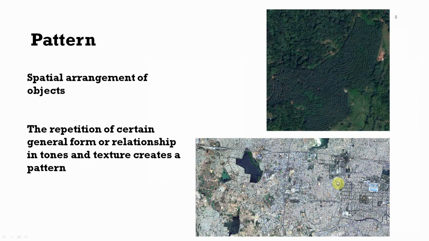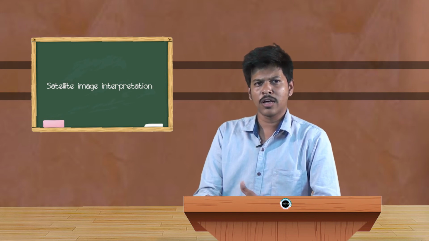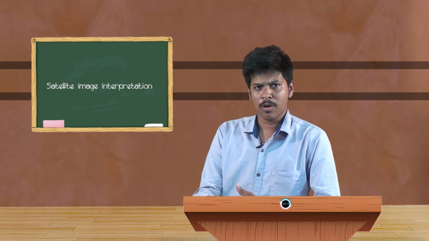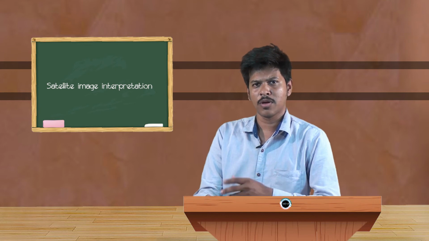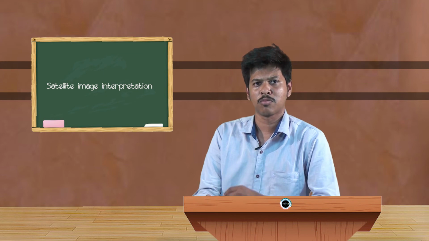The next one is pattern. The pattern is the spatial arrangement of objects. So by looking at the arrangement, you can infer a lot of things related to the satellite imagery. I'll give you one example. This is the rubber plantation. Now just look at it. You have a non-linear arrangement of plant canopy here, and that's how I basically differentiate a rubber plantation from a coconut plantation or arecanut plantation.